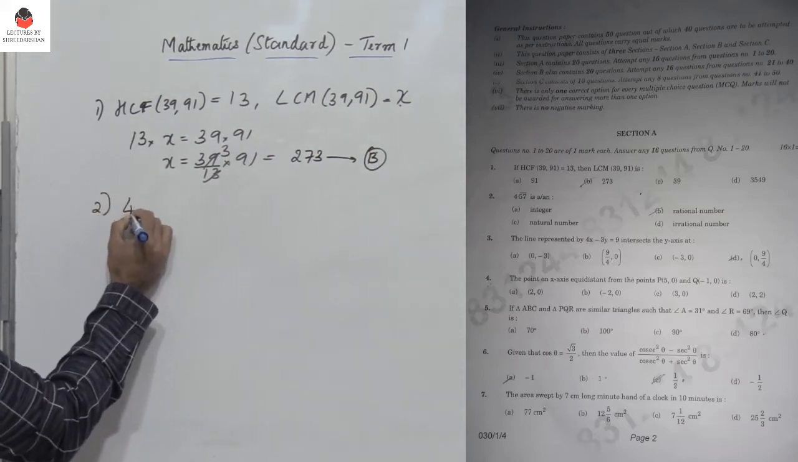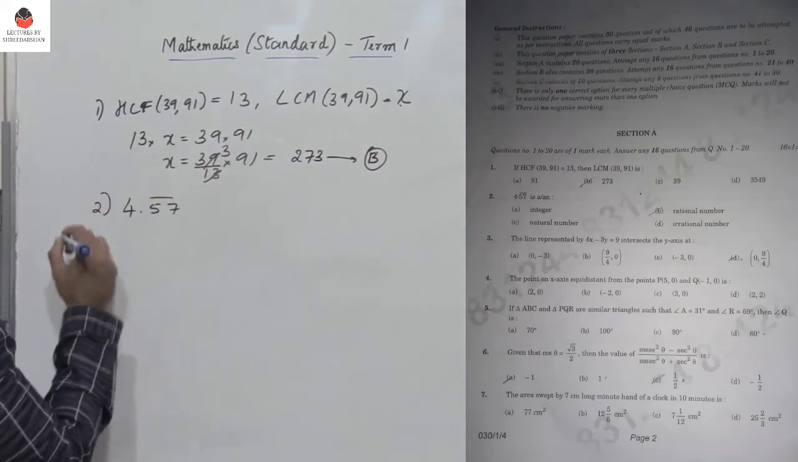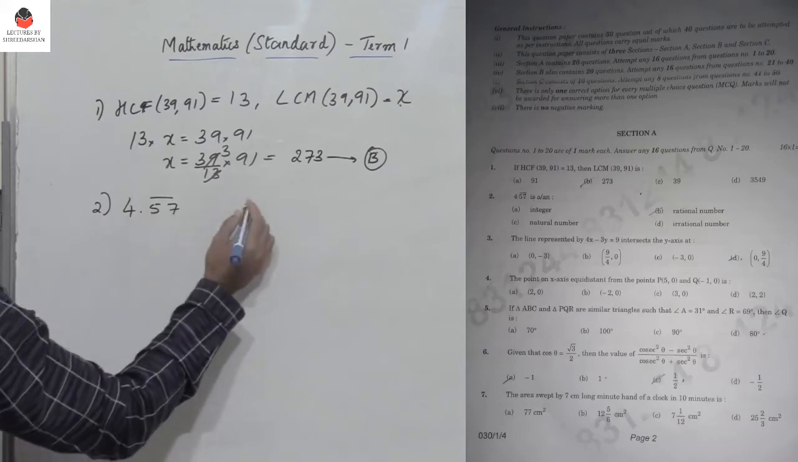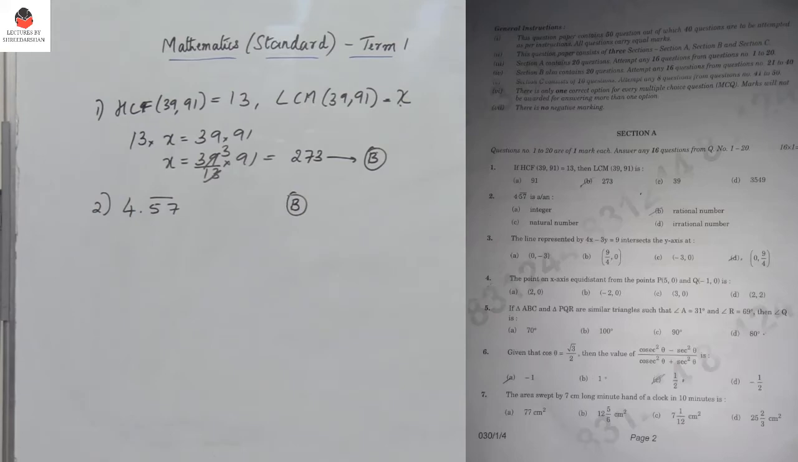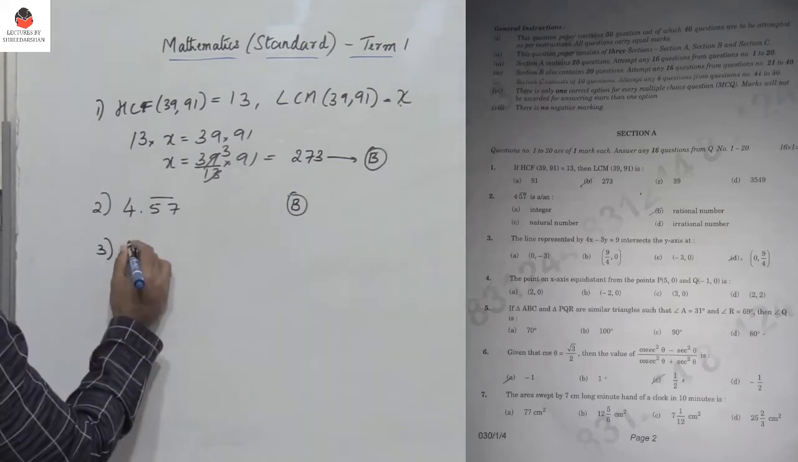Second one, 4.57 bar is a, so we know that it is a rational number. If you go through all the four options, we know that it is B, rational number.